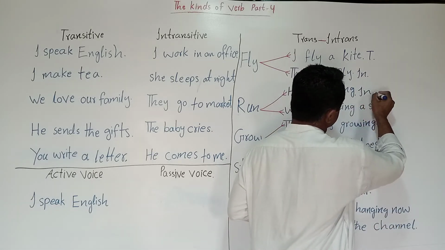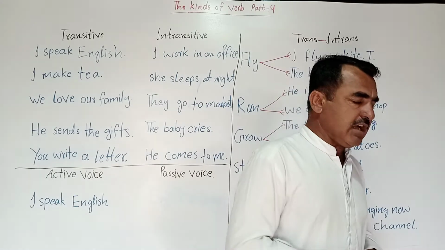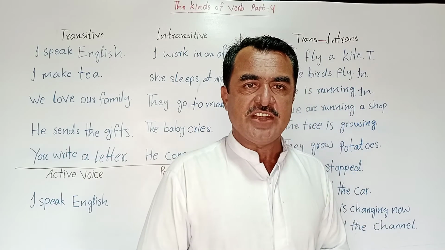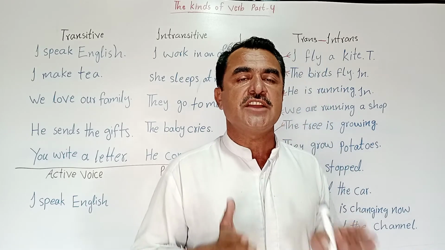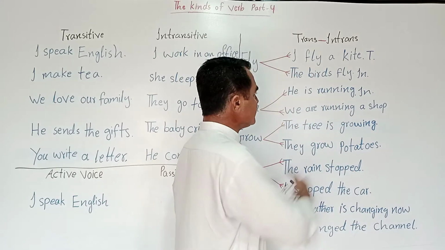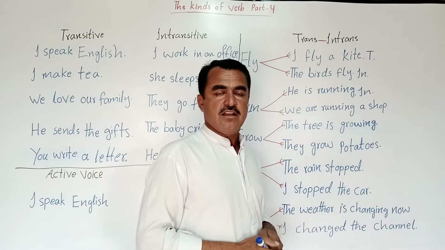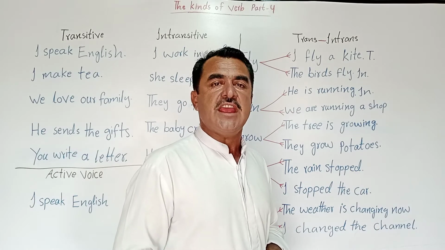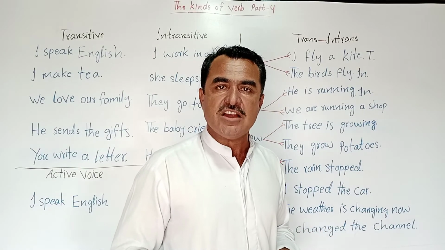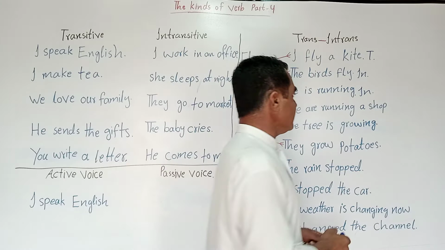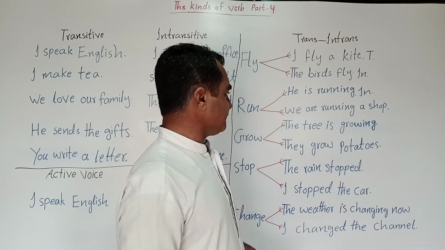Intransitive. Once again we will look at the same verb run, and we will see how it functions like a transitive verb. You can see here, we are running a shop. We are running what? We are running a shop. Now here it is with an object.